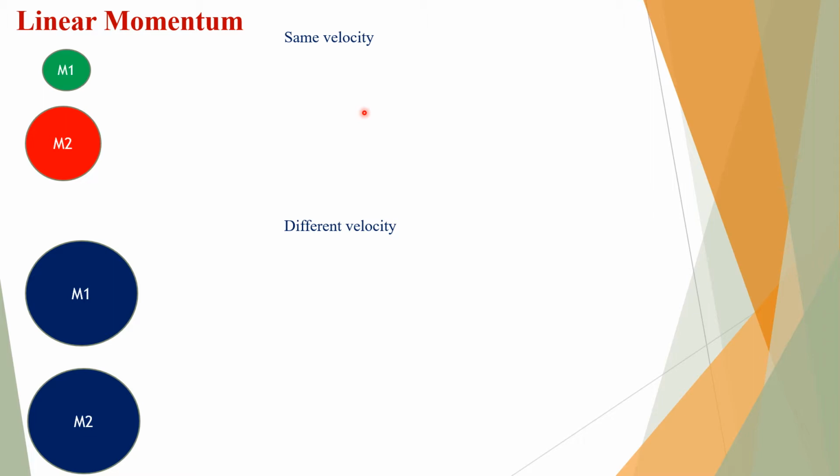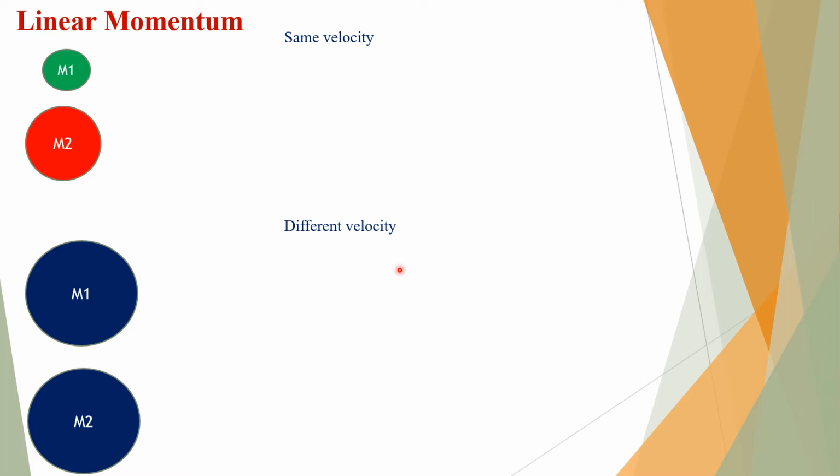So it's difficult to stop m2. You can stop m1 easily, but for stopping m2 you will require more force. It is because the mass of object 2 is greater than the mass of object m1, so it's difficult to stop m2. Although both are moving with the same velocity, it's difficult to stop m2 because it has greater mass than m1.